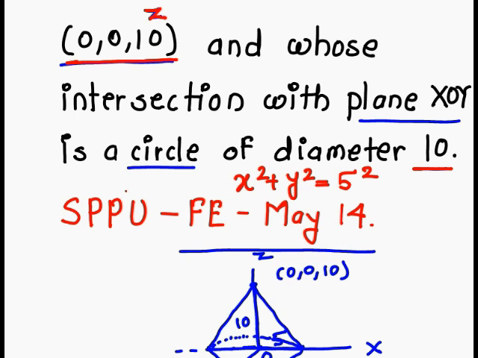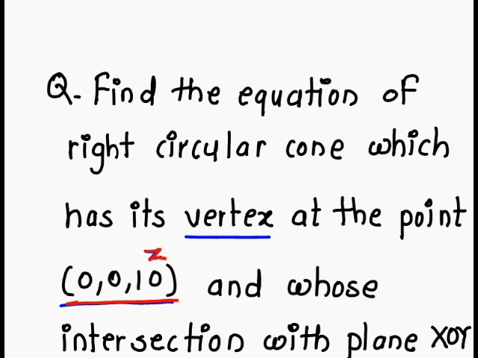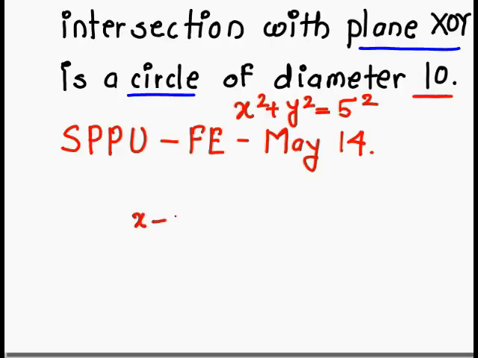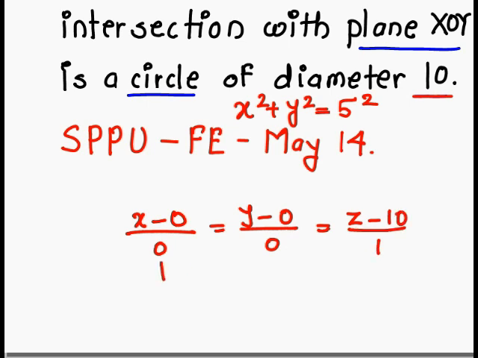One more thing, you can give one statement that the equation of the axis is (x − 0)/0 = (y − 0)/0 = (z − 10)/1. So here 0, 0, 1 are the DRs of the axis, and (0, 0, 10) is nothing but the coordinates of the vertex. So this is how you can create different problems from one single problem. Hope you understand. Now let's go for the next problem.